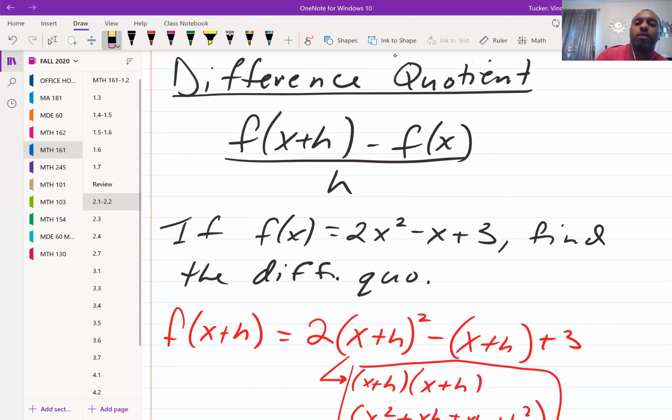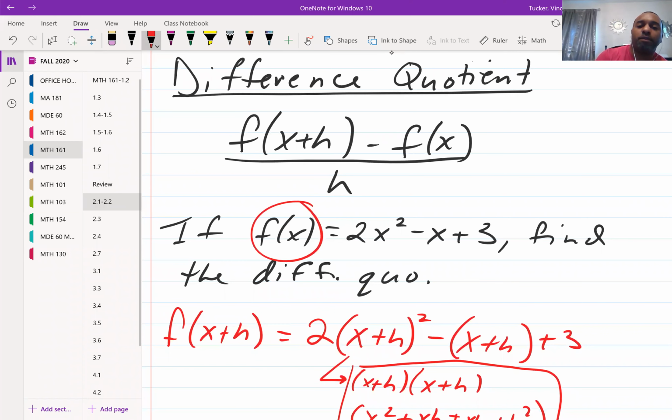So first example, oh no, the wrong button. Back. First example is right here. Once again, this is the formula. And then here's the first example that we will use in reference to it. So it says if f of x is equal to 2x squared minus x plus 3, find the difference quotient.